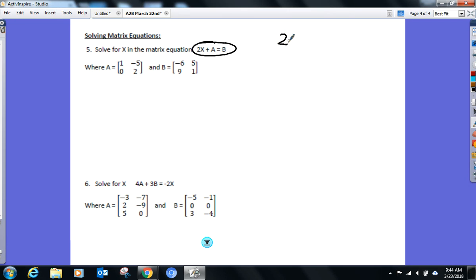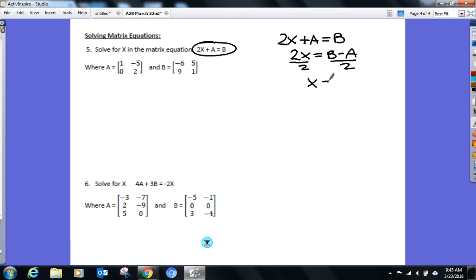So help me out here. 2X plus A equals B. Solve it for X first. What do you got for me? Move what over first? Move the A over. So 2X equals B minus A. And then what do I need to do on both sides still? Divide by 2.